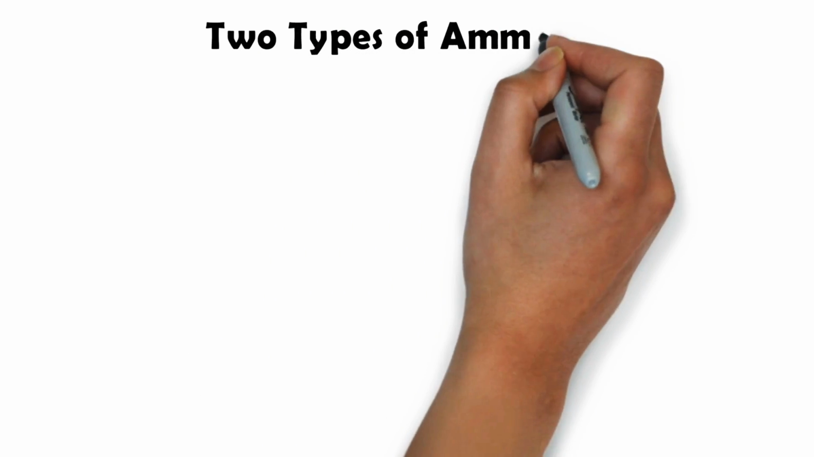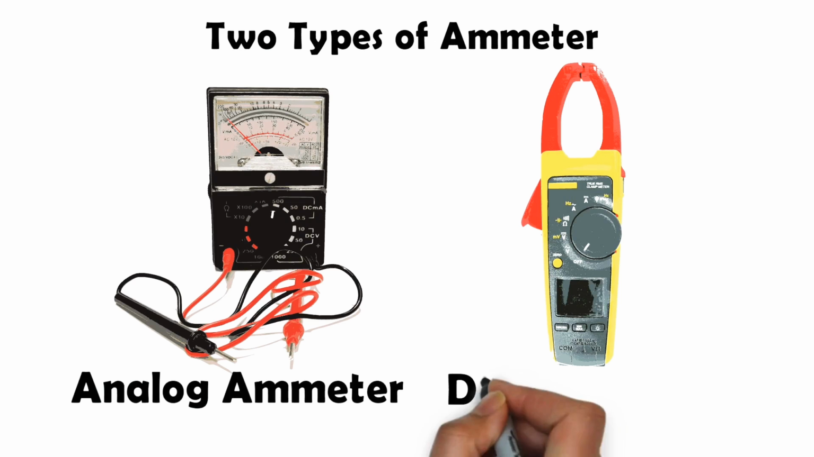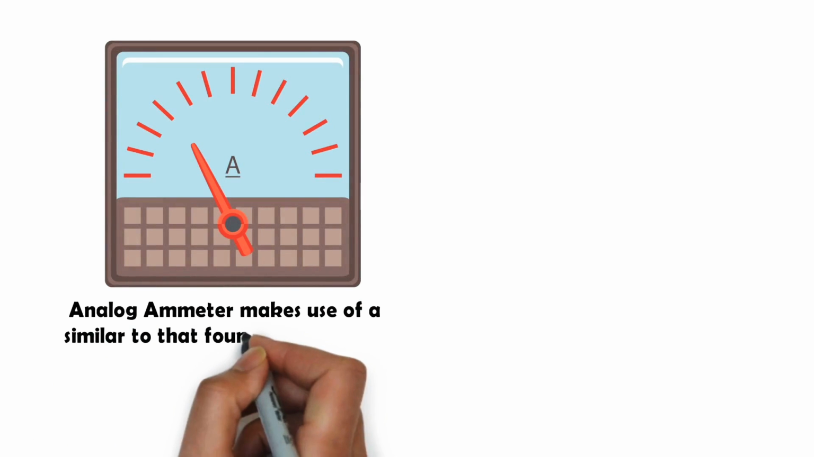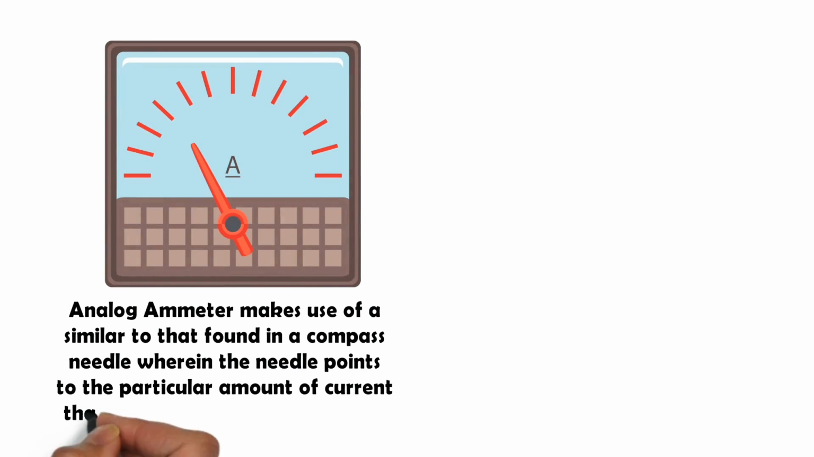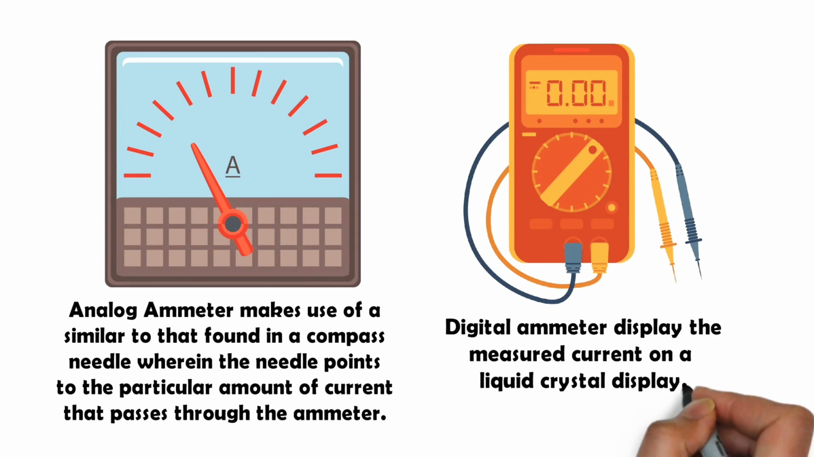There are two types of ammeter: the analog ammeter and the digital ammeter. Analog ammeter makes use of a needle similar to that found in a compass, wherein the needle points to a particular amount of current that passes the ammeter. On the other hand, digital ammeter displays the measured current on a liquid crystal display.